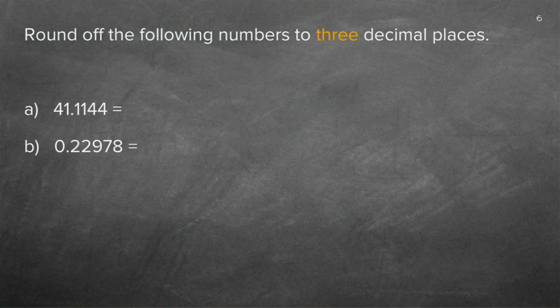Also, they can ask you to round off the following numbers to 3 decimal places. Now remember what we have to do. So we look at this number, 41.114, so this is the third decimal, but we always look at the decimal next to that one. And what do we see about that? That is 4. Yes, correct. It is less than 5, so it's not going to change. So our answer would be 41.114.